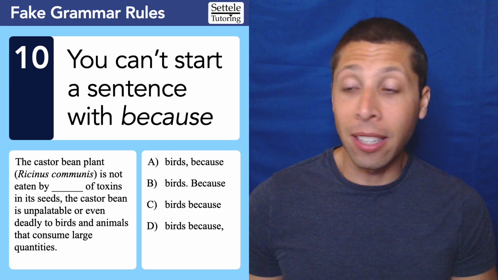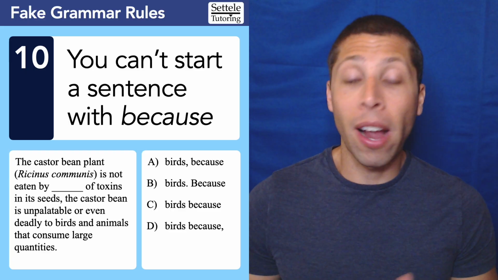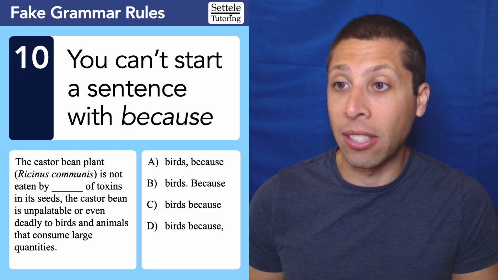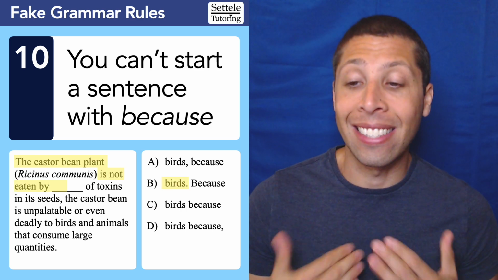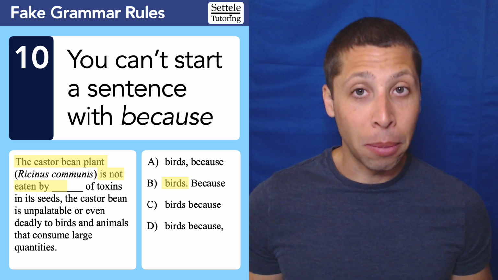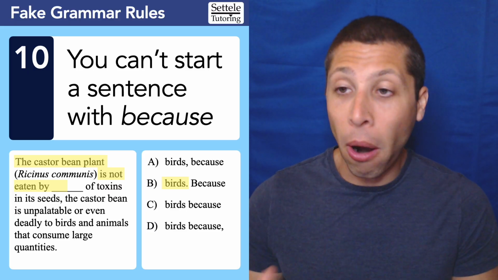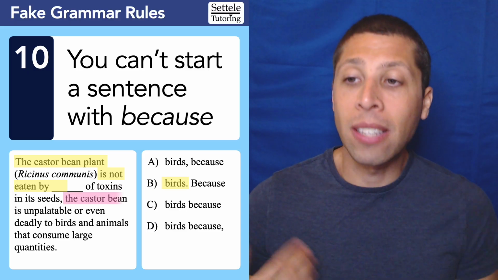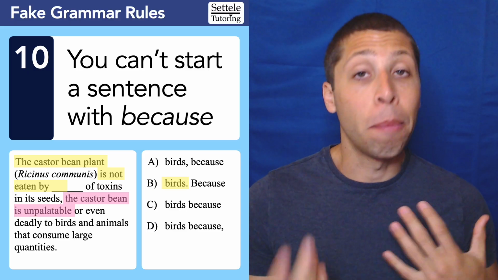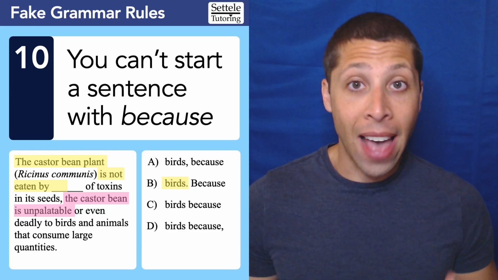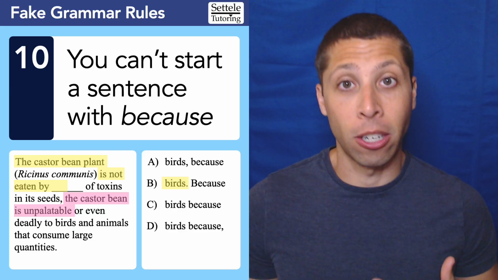So I would be reading this sentence here, trying to figure out where I have sentences that begin and end. So looking at the beginning part, I definitely have a sentence. The castor bean plant is not eaten by birds. That is a complete sentence. Now looking ahead, I would say, do I have another sentence that's part of this whole thing? And I do. If I skip a little bit, the castor bean is unpalatable or even deadly to birds and animals that consume large quantities. That is a complete sentence that could stand on its own.